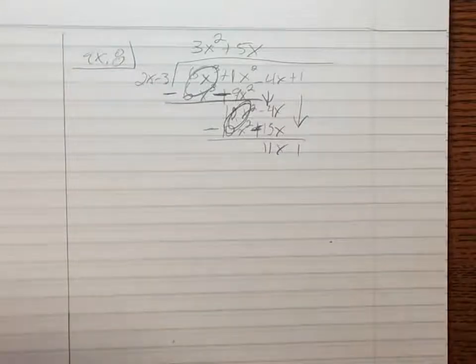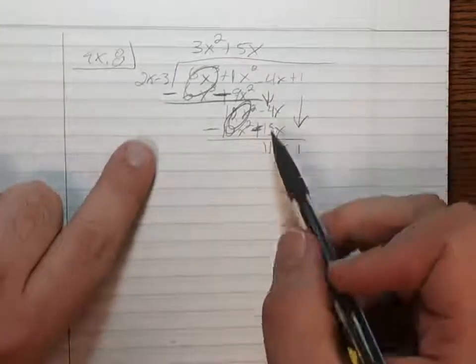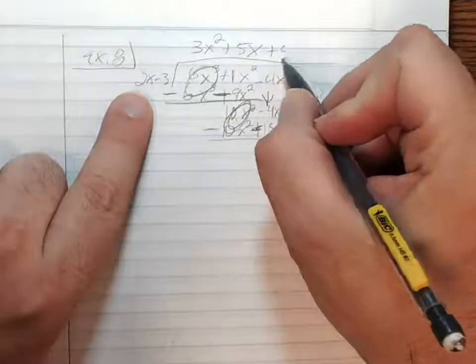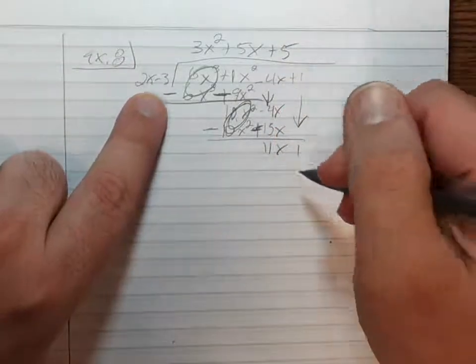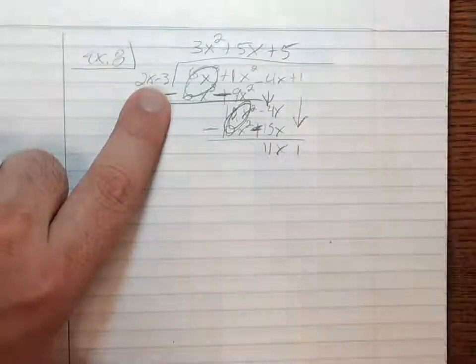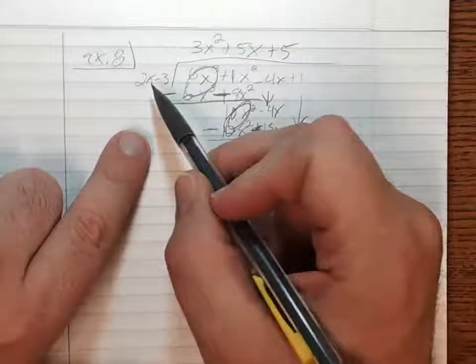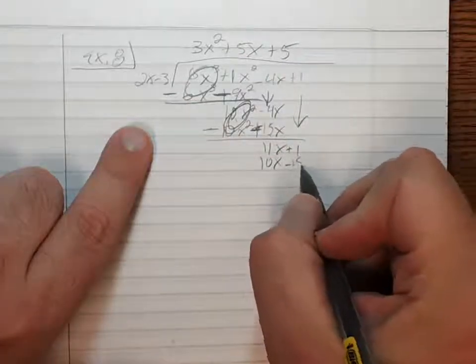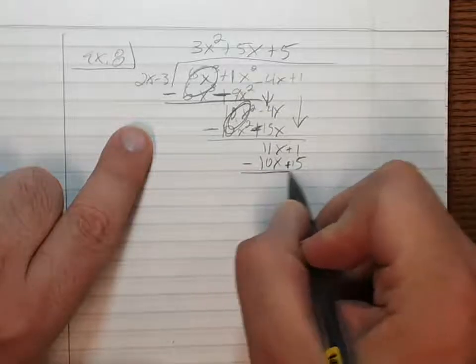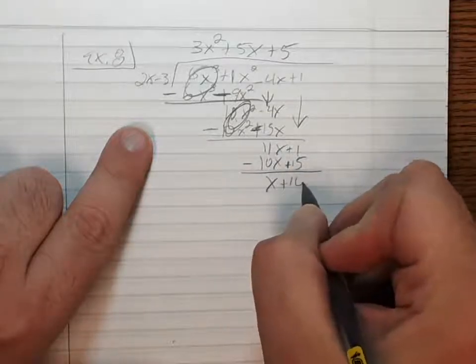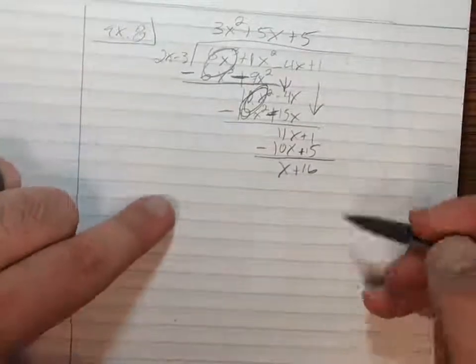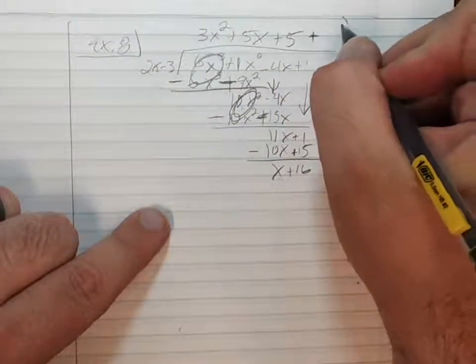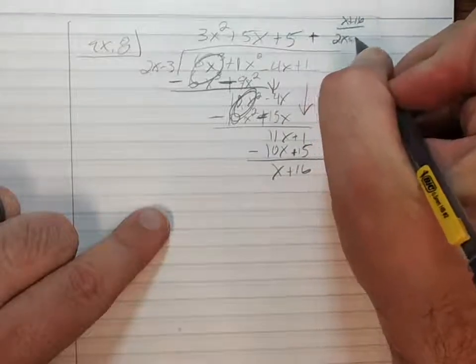Uh-oh. Well, this is not working out as well as I would like it, but that's okay. No worries at all. 11 divided by 2 is 5. And x divided by x is 1. 1 times 5 is 5. Now let's multiply. 5 times x. 5 times negative 3 is negative 15. Subtract, subtract. I get x plus 16. That's going to be my remainder. I have nothing else to bring down. So I will go plus x plus 16 over 2x minus 3.